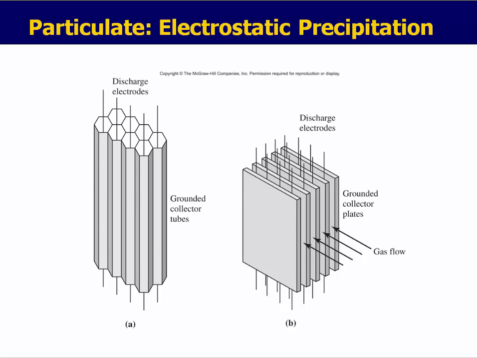Here's the picture from your textbook. If we look at the plate, these plates would be positively charged, each one of them, and your gas flowing through this at a low velocity would be negatively charged. As the gas passes through the plates, and the distance between these plates needs to be very small so that you can have that electrical attraction and movement, then the particle would be attracted to the plate, and every once in a while it would be tapped, and those particles would drop out to a hopper.